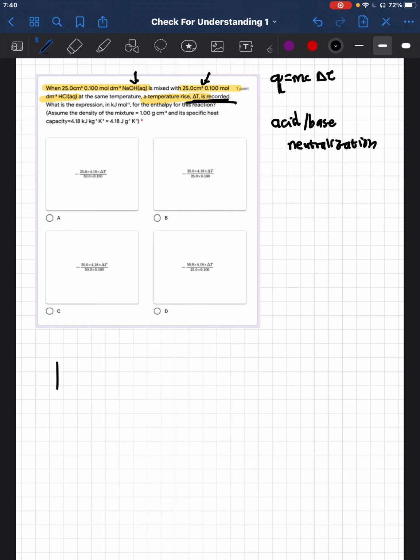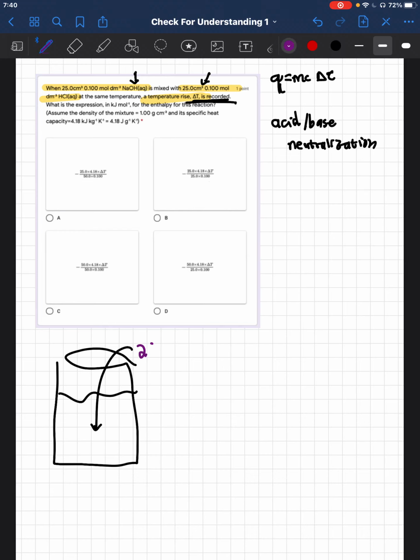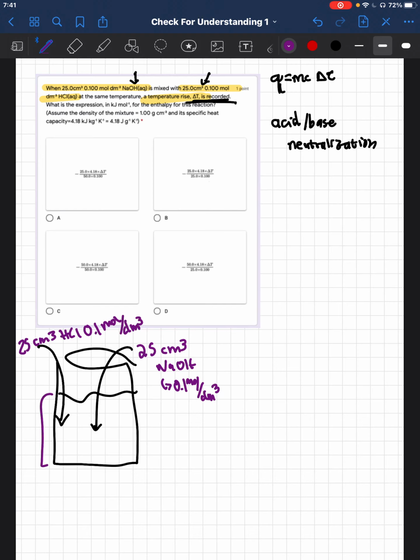So I always recommend drawing for myself what's happening so that I hold in my mind the chemistry that's happening. I'm not just thinking about it like a math problem. So if 25 cubic centimeters of NaOH at the concentration 0.1 mole per decimeter cubed, I also put in 25 cubic centimeters HCl at a 0.1 molar concentration, 0.1 mole per decimeter cubed. Awesome. That gives me a total volume of 50 cubic centimeters.